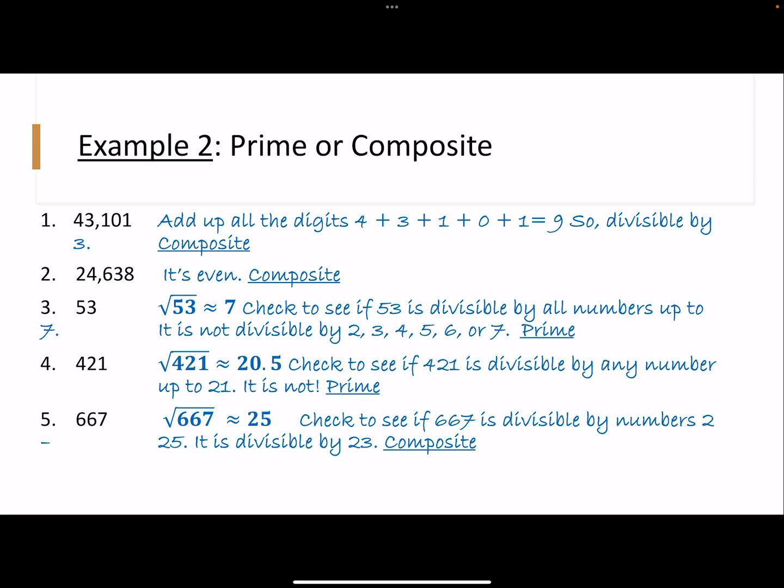We can look at 667. When you take the square root of 667, you get approximately 25. So what we're going to do is check to see if 667 is divisible by any numbers 2 through 25. And as you're going through these and checking them, you're going to almost think it's prime, but when you get to 23, 667 is divisible by 23. So it actually ends up being a composite number. But by taking the square root and only checking for the numbers up to that square root, it surely takes out a lot of guesswork. I know that if I check those factors, I can determine if it's prime or composite.